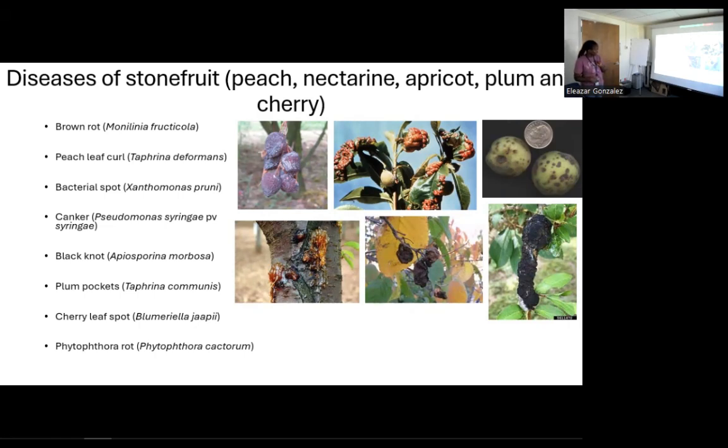And then cherry leaf spot is another example, also a fungus, but that just causes leaf spots, again affecting your photosynthetic efficiency because it's interfering with the amount of chlorophyll available on the leaf.